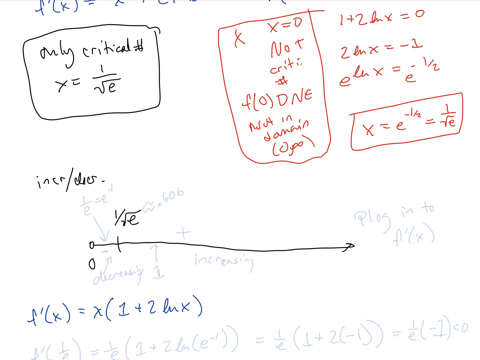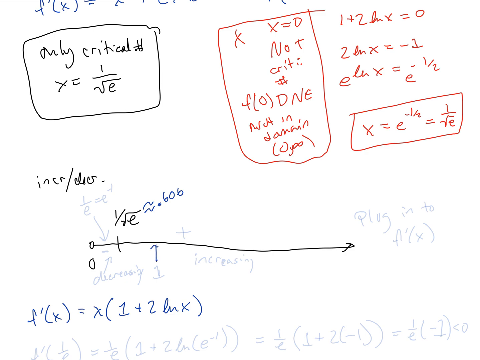We need to test points on either side of that interval. For plugging in values, it's useful to know approximately what 1 over square root of e is. So this is less than 1. If you plug it into a calculator, you'll get 0.606 or so. It's an irrational decimal, but that at least helps us know what we can plug in.